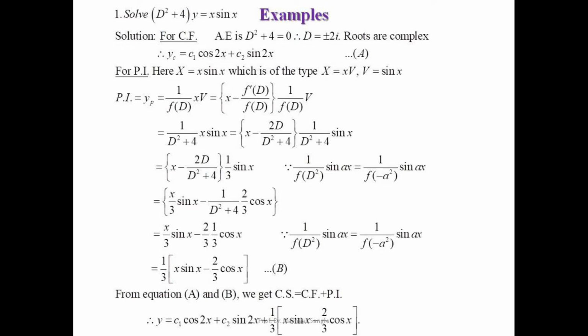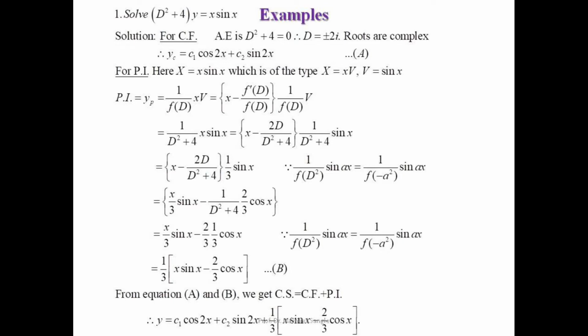Now let's try to find the value of the complementary function. Again, we know that the complementary function is obtained by solving the auxiliary equation. So the auxiliary equation of the given equation is D square plus 4 is equal to 0. If we take the constant term to the right side, we get D square is equal to minus 4. That means we get the value of D as plus minus 2i. Because of the plus minus 2i, these roots are complex.